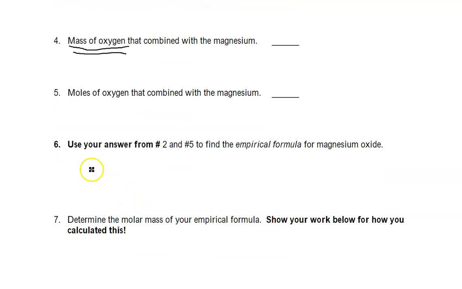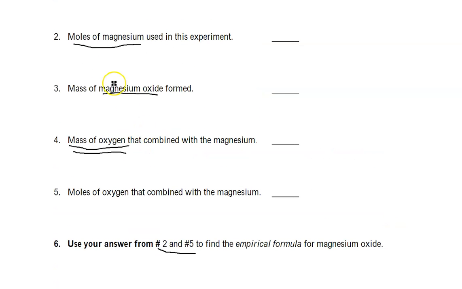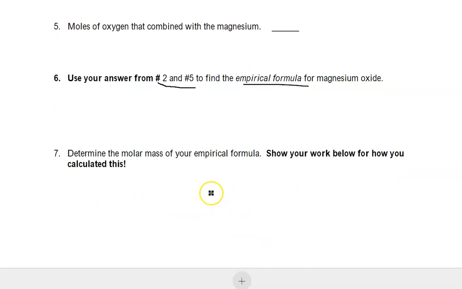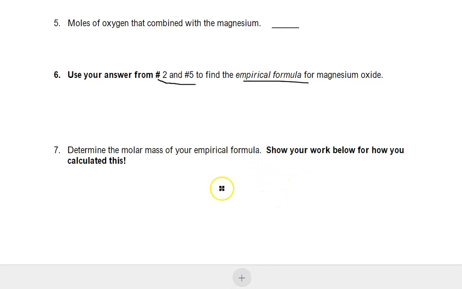And then for question 6, use your answer from number 2 and number 5. So number 2 is the moles of magnesium, 5 is the moles of oxygen. Find the empirical formula. Once you find the empirical formula, show your work here to calculate the molar mass. Once you do that, you can turn it in and submit it. You should be able to check your work, so you should know what the formula for magnesium oxide is from our nomenclature unit. This is to verify that it is correct.